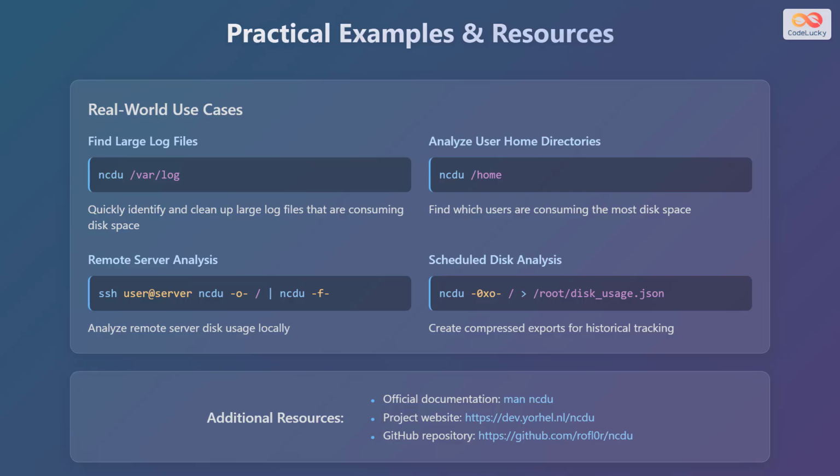To analyze a remote server's disk usage locally, use the command ssh user@server "ncdu -o-" | ncdu -f -. To create compressed exports for historical tracking, use the command ncdu -0xo- / | gzip > disk_usage.json.gz.